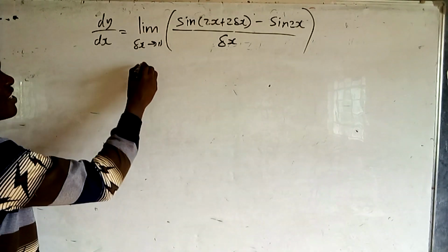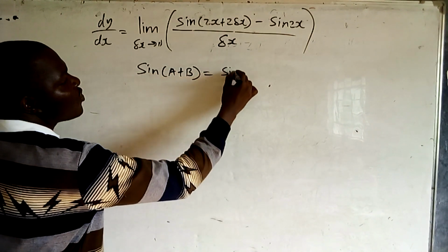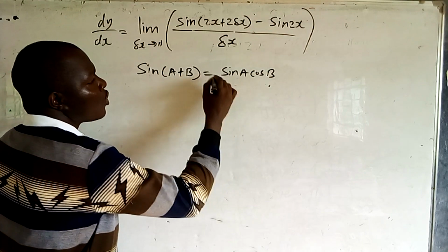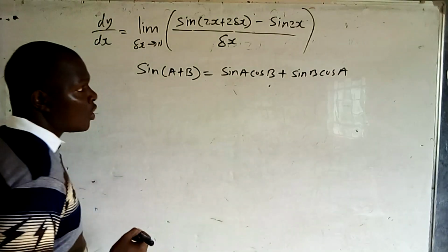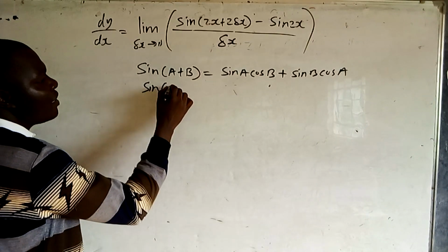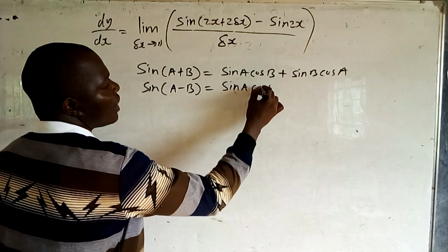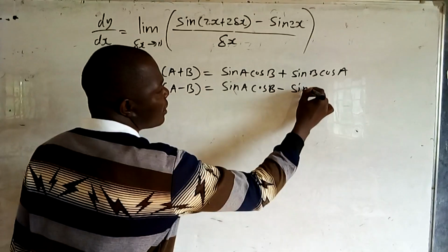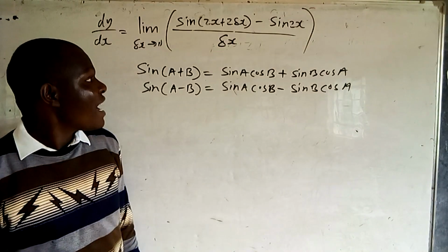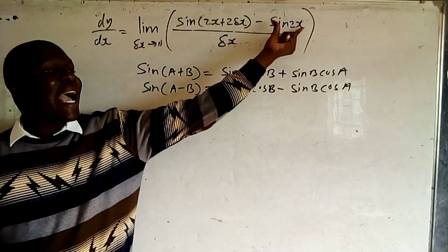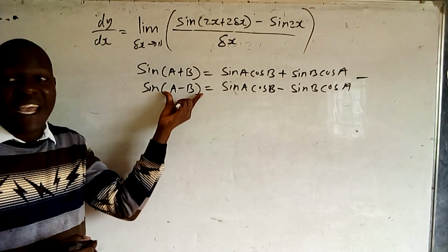So we have to deal with the two cases of the sine sum and difference angle formula. So what did you add in the sine sum and difference angle formula? When you add sine a plus b, this was sine a cos b plus sine b cos a. Then when you add sine a minus b, this was sine a cos b minus sine b cos a, isn't it?